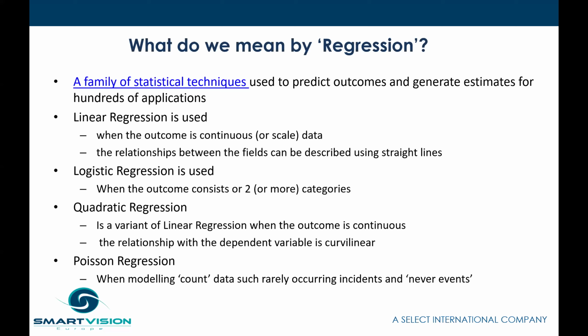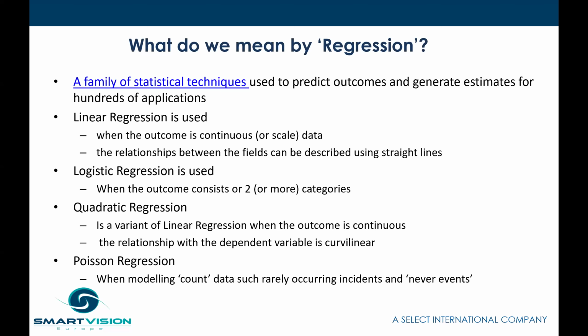Logistic regression is used when the outcome consists of a category, so a success failure outcome or a yes no outcome. You can use it with more than two categories, more than dichotomous categories. You can use it with three or four categories. That's called multinomial logistic regression. This is a little bit more complex and produces more output, but it's certainly an acceptable technique that's used.